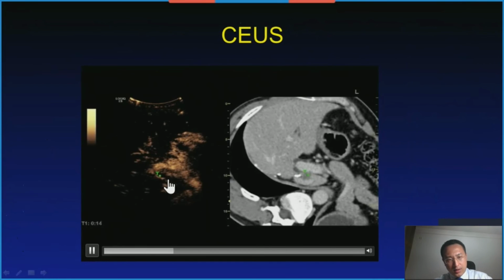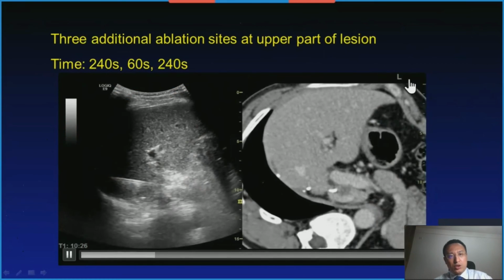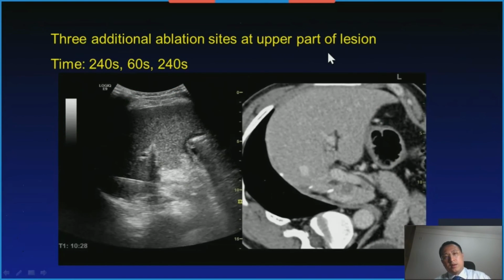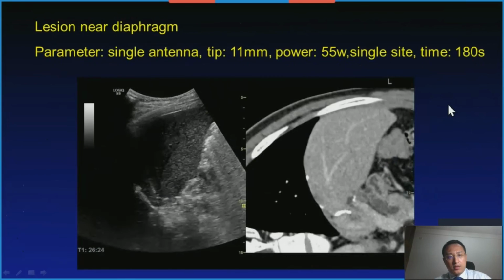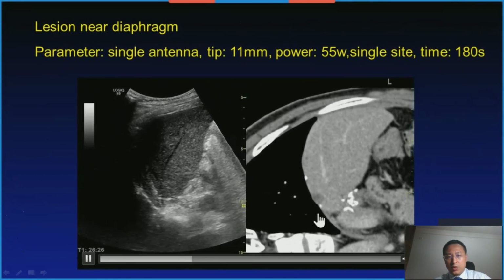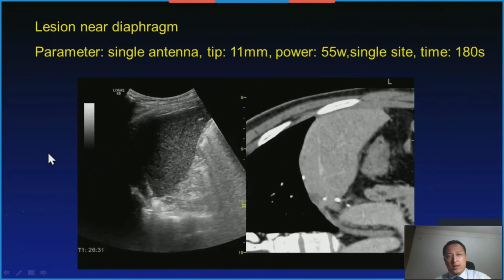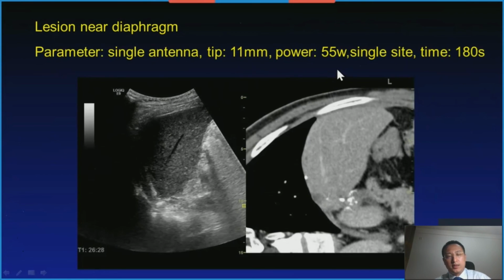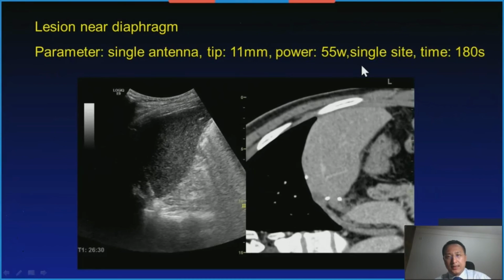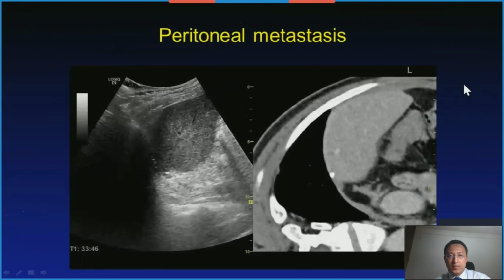After that, the patient had a contrast enhanced ultrasound. We can see the necrosis area is small. So 3 additional ablation sites at the upper part of the lesion were taken. And then for the second tumor near the diaphragm, we used a single antenna. Tip is 11 millimeter. Power is 55 watt. A single site. Time is 3 minutes.